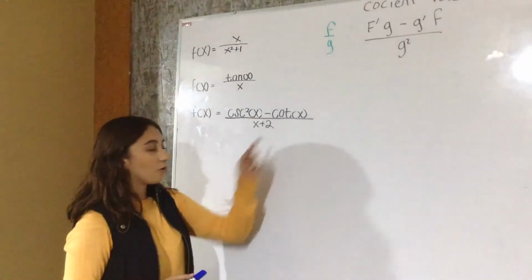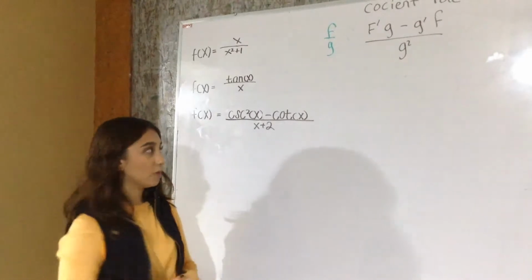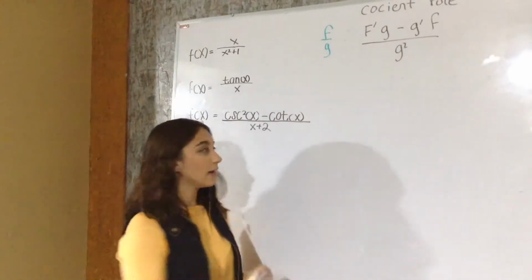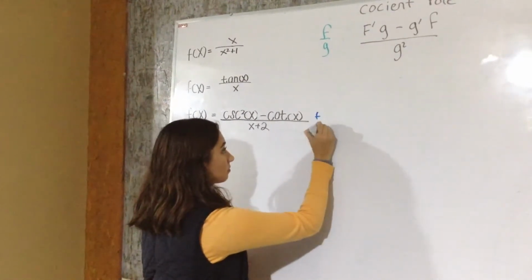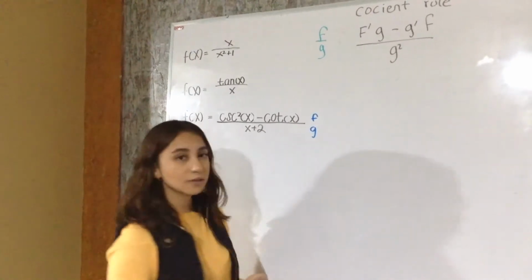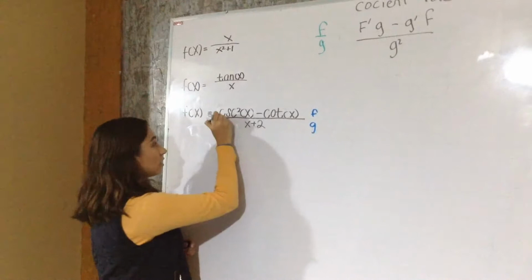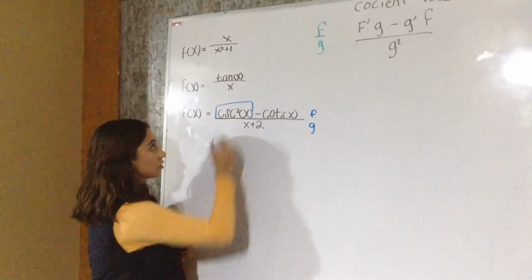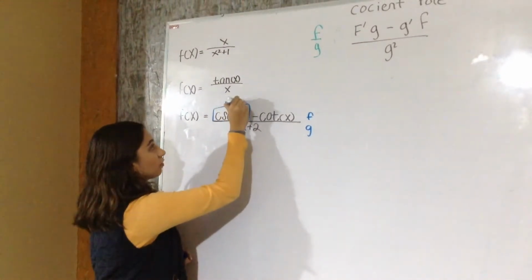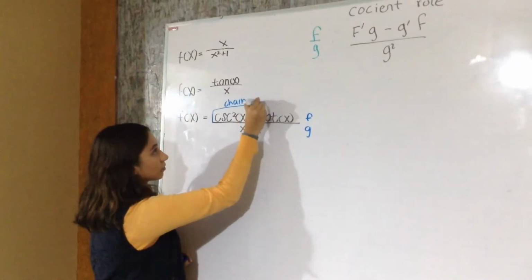The derivative of this function with the quotient rule. First, we are going to identify f and g. We are going to get the derivative of f. But first we have to see that here we have a function inside another function. So we have to make another rule, that is the chain rule.